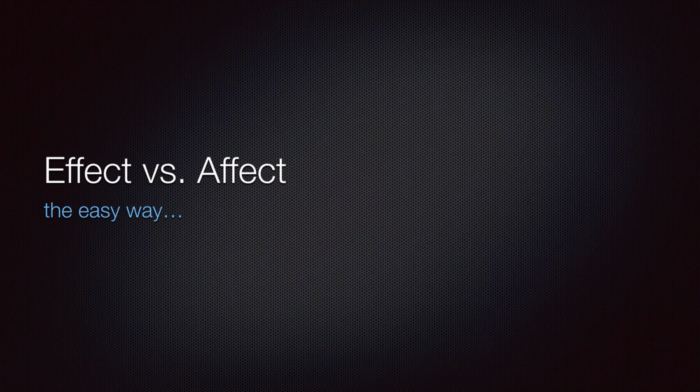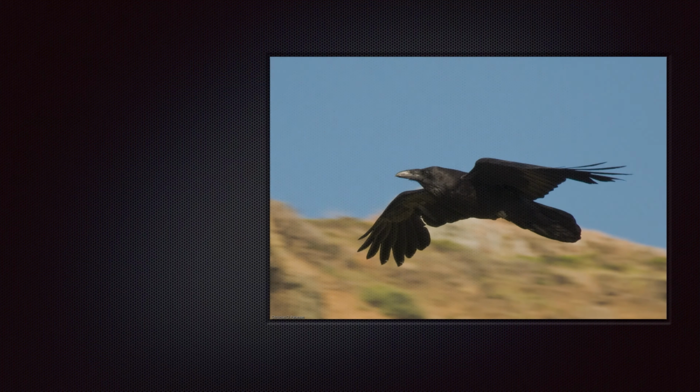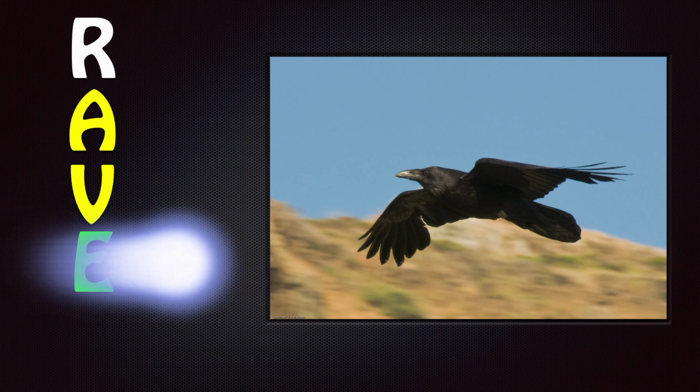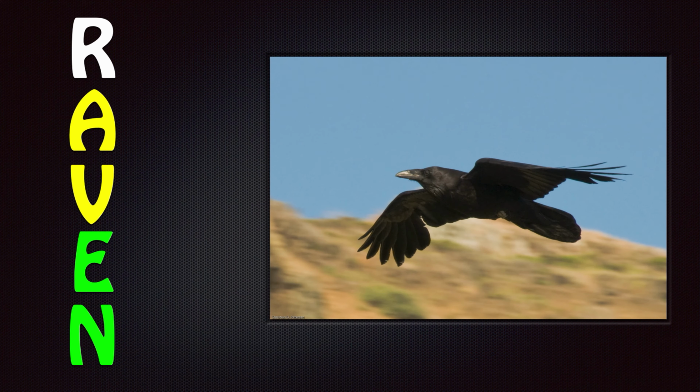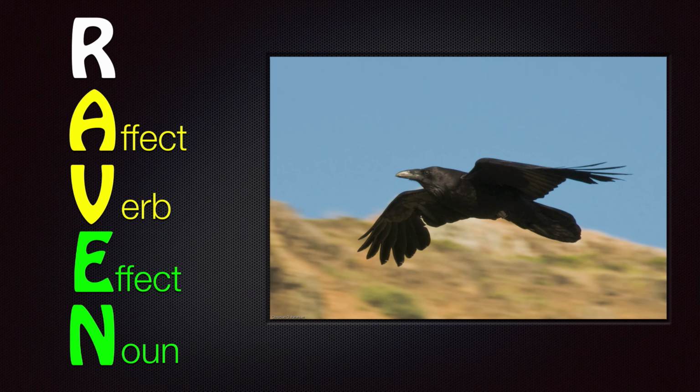Affect versus effect. What's the name of this black bird? It's called a raven. Can you say it with me? Raven. And you're going to use this word, raven, to remember affect and effect. How, teacher? A, affect, and then the V, it's going to be a verb. So remember, affect is a verb and effect is a noun. Raven.